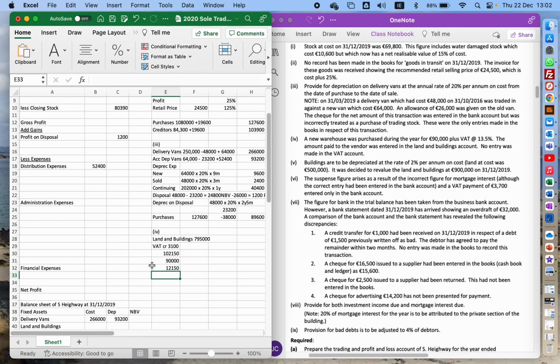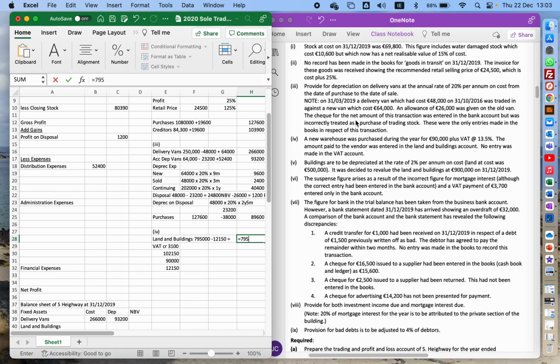So the VAT in this case was included in land and buildings. We need to take it out. That will reduce the value of land and buildings, because the land and buildings figure should be exclusive of VAT. The bank figure will be inclusive of VAT, and then the VAT alone is what goes into the VAT account. Okay, so my land and buildings account, I have 795 in that now, and I'm going to take away from that 12,150. Okay, and that's going to give me the correct figure for my land and buildings.